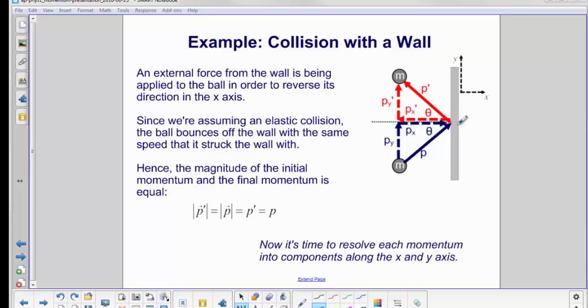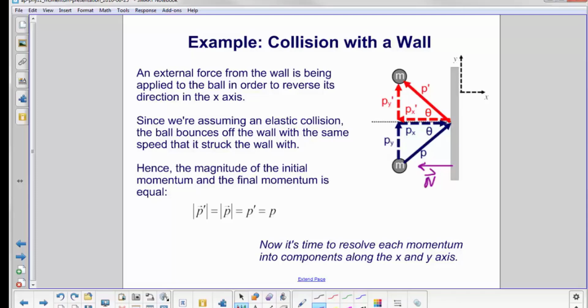Well, whenever you strike something, there's something called the normal force. We did that earlier in dynamics, which is always perpendicular to the surface that you're resting upon or striking. So we have a normal force that's changing the direction of the ball. Since we're assuming an elastic collision, the ball bounces off the wall with the same speed that it struck the wall with. There's no loss of kinetic energy. Of course, there is, but it's going to be so slight we're going to ignore it.